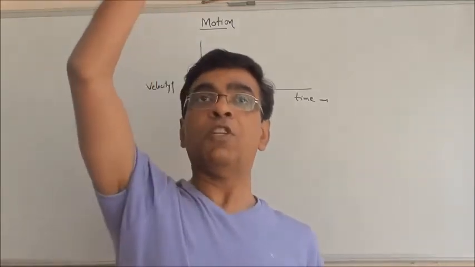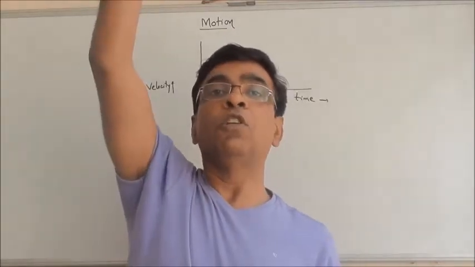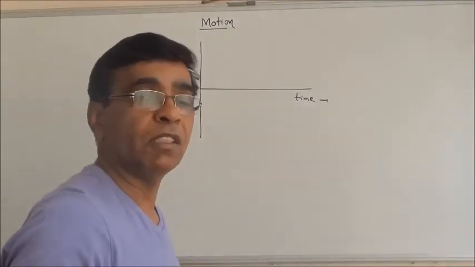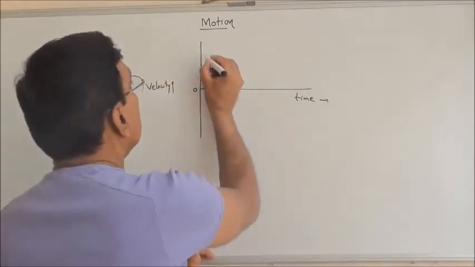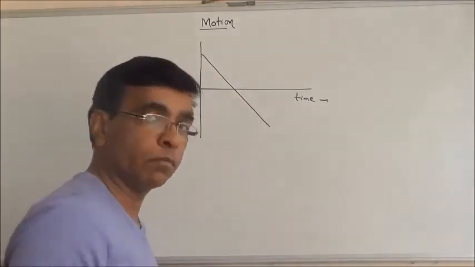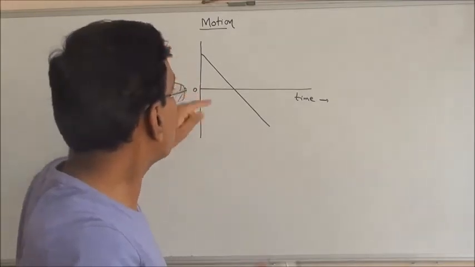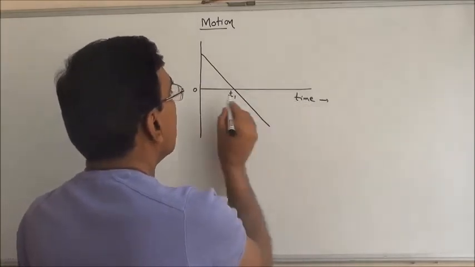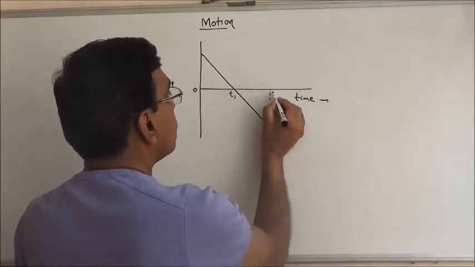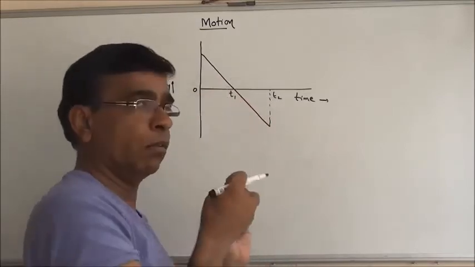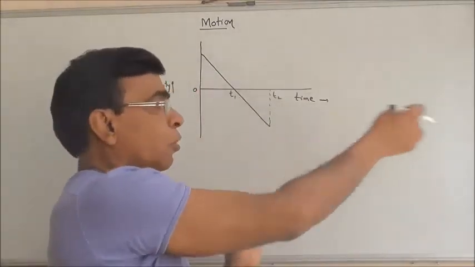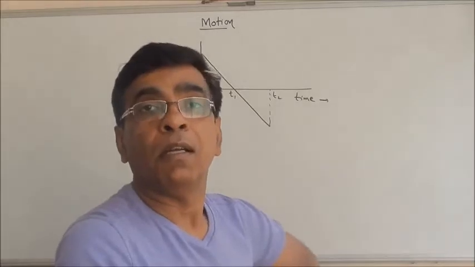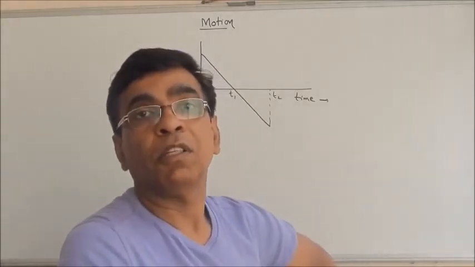If we throw a body in the upward direction and we are taking its velocity as positive, then when it is coming down, we will take it as negative. So velocity can be positive as well as negative, but speed is always positive. So a graph may be like this. It means from this time to this time, say t1, the body is moving in one direction, positive. From t1 to t2, it is moving in the opposite direction. So from a velocity-time graph, you can tell the direction in which the body is moving.